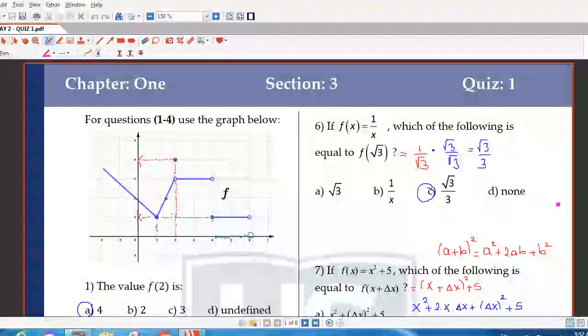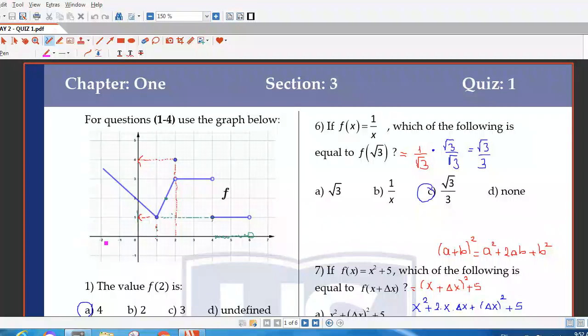Hi everyone, today we are in the second day of Zero Mistake and we are going to study section 3 of chapter 1. Quiz 1. There is a graph and by using the graph we are going to answer the 4 questions.